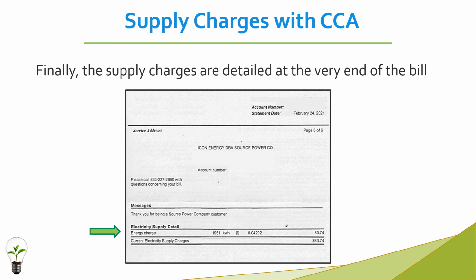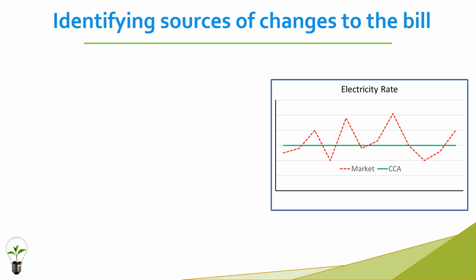Finally, here's an example of what the last page of your bill will look like when participating in a CCA program. Here, you can see a message from the third-party supplier along with the electricity supply charges for that billing cycle. Please note that while this is a new item on your bill, it is a substitution charge, not an additional charge. So now let's talk a little bit about why the charges on your bill may change from month to month under normal circumstances.